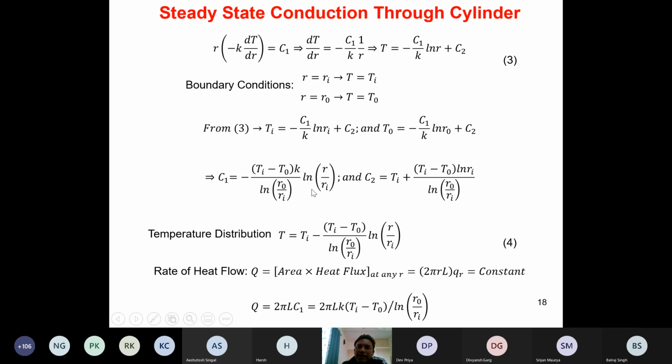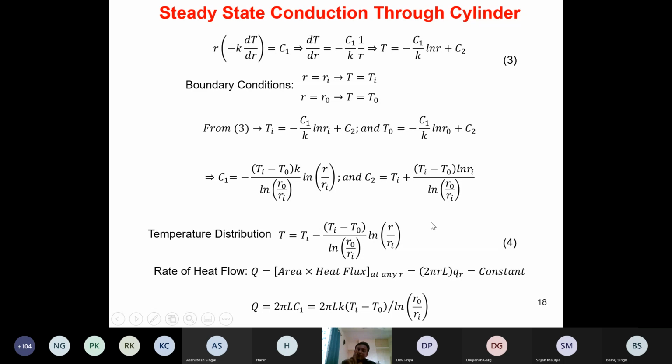So once we get C1 and C2, we can put them in this equation number 3, and putting this, what we get is the temperature distribution. The temperature distribution is obtained as T equals Ti minus (Ti minus T0) divided by ln R0 by Ri into ln R by Ri. So equation number 4 is the temperature distribution.